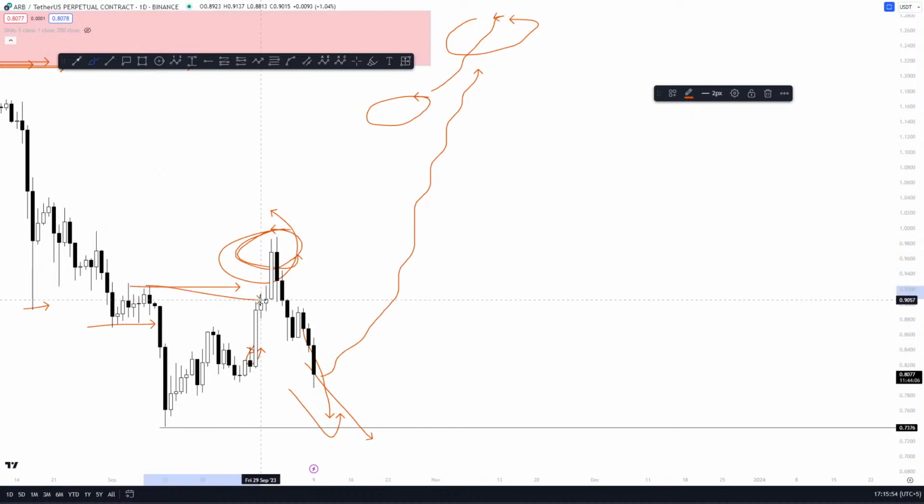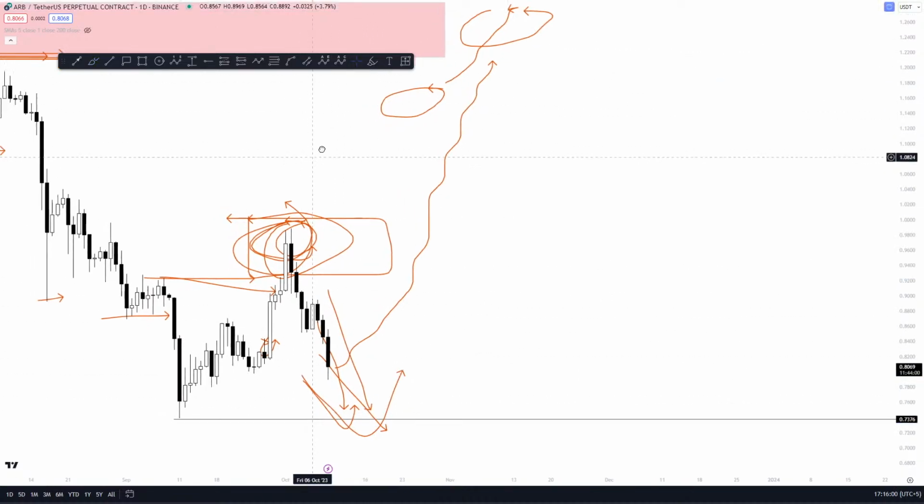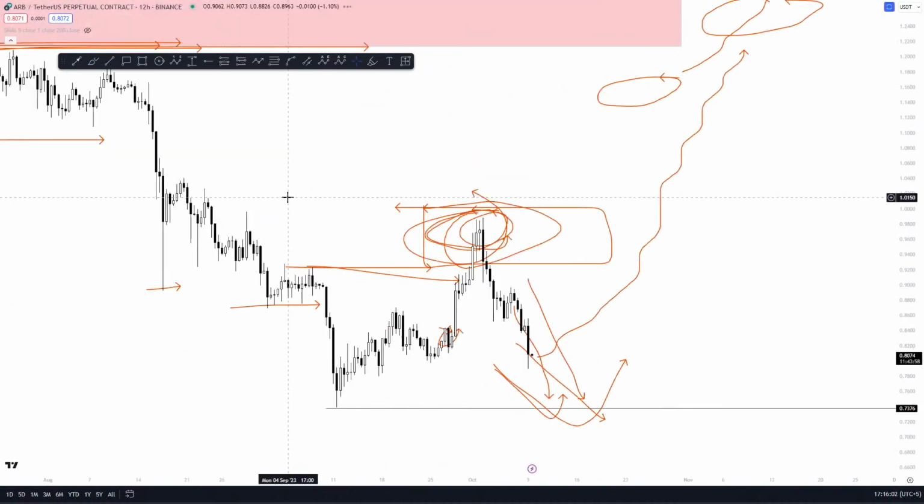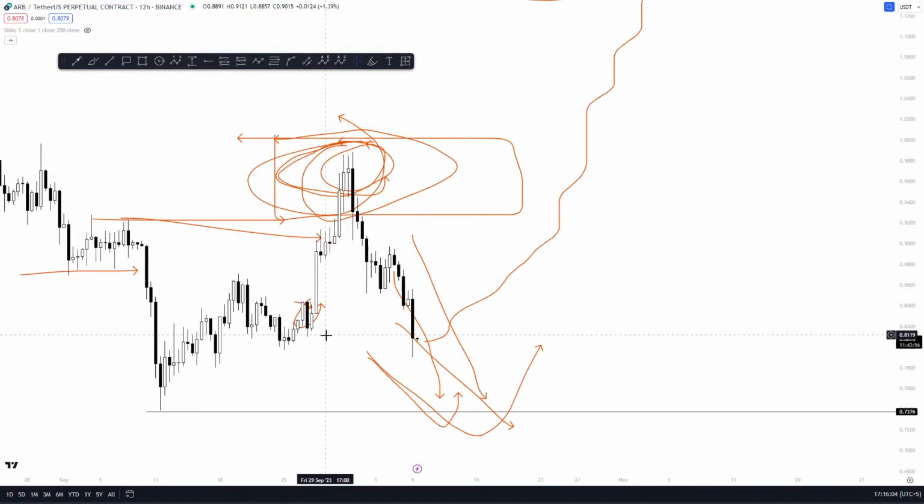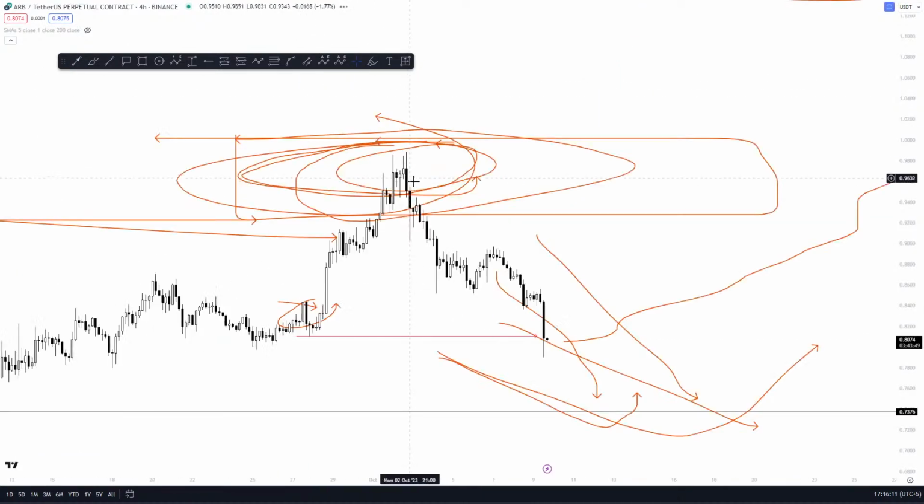Okay, so we can clearly see that this is a redistribution model which I will teach you in upcoming videos. So still I'm expecting bearishness on ARB. Perfect. So let's move down. In this one you can clearly see that we have just cleared the low. Perfect. We are in a bearish trend like this according to 4 hour, sorry, 12 hour.